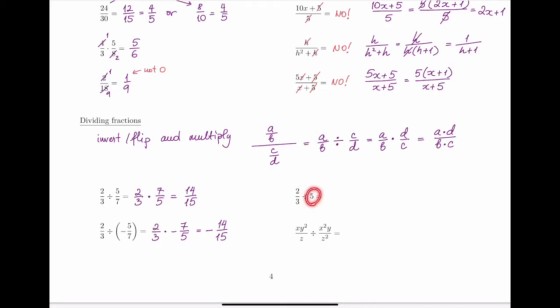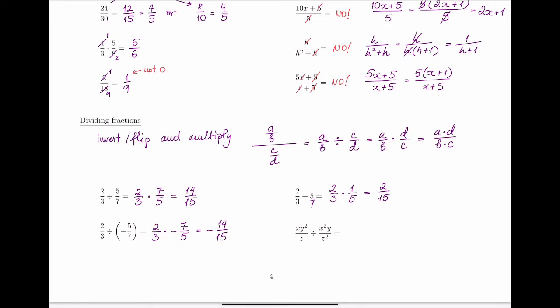If you don't have the bottom on the thing that you're dividing or the thing that you're dividing by, as before, we can simply introduce a bottom to it. So 5 is the same as 5 over 1, and then multiplication, or flipping and multiplying, will result in 2/3 times 1/5, which altogether then will be 2/15.